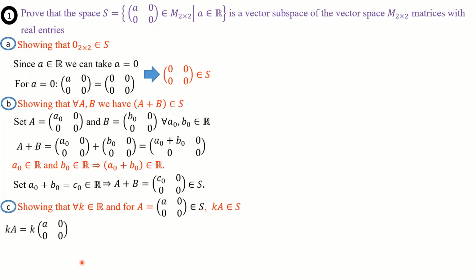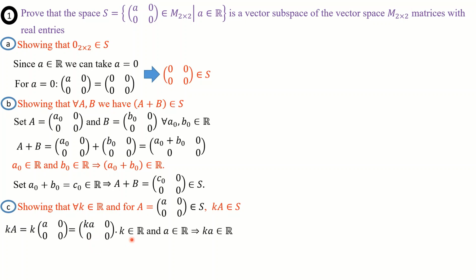So to do that, I just multiply K times my matrix A, K times this. Now to multiply a constant times a matrix, we just multiply the constant times each entry. Multiplying with these entries to get 0, so we just multiply K with A, and we have this.